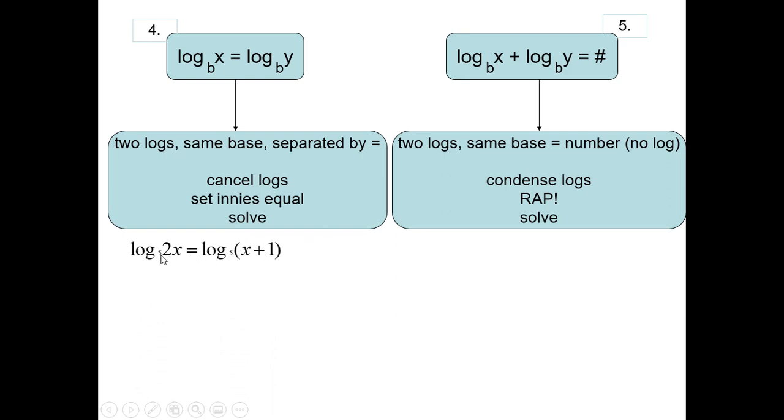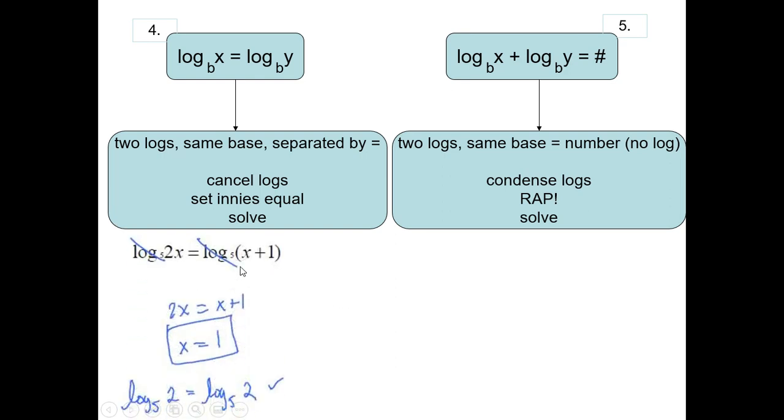So I have log base 5 of 2x is equal to log base 5 of x plus 1. Well, the log base 5 simply cancel out. I have 2x is equal to x plus 1, or x is equal to 1. Log base 5 of 2 is equal to log base 5 of 2.